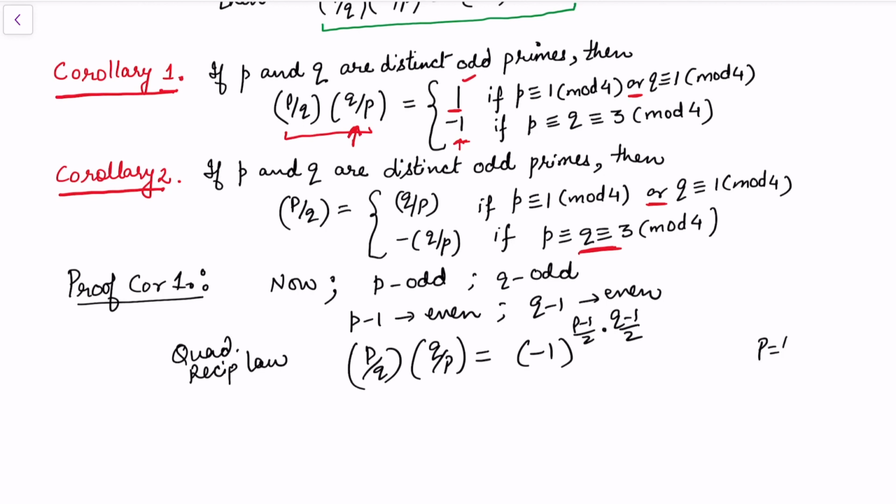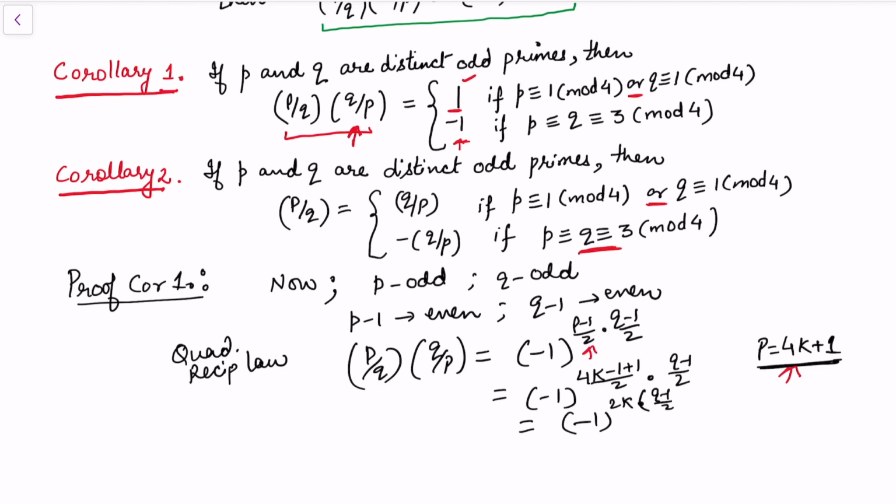If P is of the form 4k plus 1, so I am just assuming one of the primes is of the form 4k plus 1, this will give me -1 to the power, substituting P equal to 4k plus 1 in this power, (4k+1-1)/2 into (Q-1)/2. So that quantity is actually -1 to the power 2k times (Q-1)/2. But then 2 is multiplied by this whole power, so that means the power is twice of something. So this quantity is going to give me positive 1. So taking P equal to 4k plus 1, I am getting a positive 1.